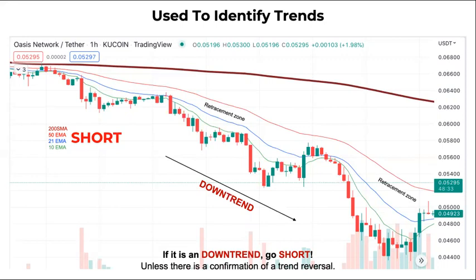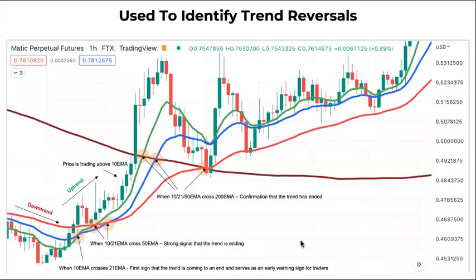Next, I use moving averages to identify trend reversals. What is a trend reversal? That means the trend reverses from an uptrend to a downtrend or vice versa. So how do I use it? Very simple. When the 10 EMA crosses the 21 EMA, that's the first sign that the trend is coming to an end and serves as an early warning sign for traders.